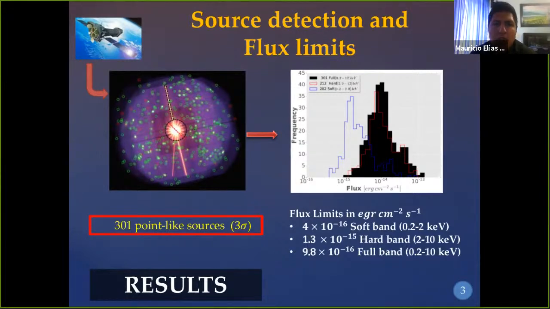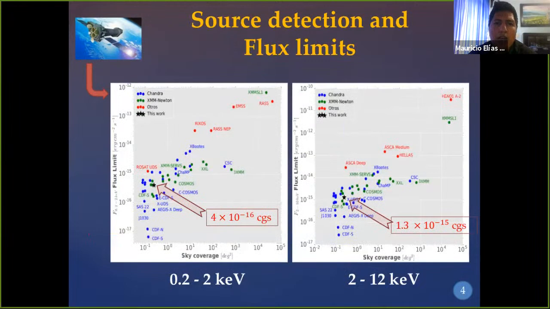As a comparison for our results, here I show you some of the previous XMM, Chandra, and other surveys. Here we can see how our results are marked with the black star and lie just above some of the deepest surveys performed by XMM-Newton with the green dots. The blue dots are for Chandra and the others with the red.